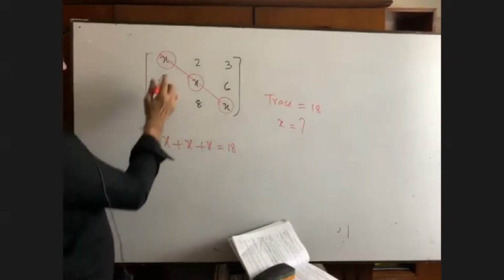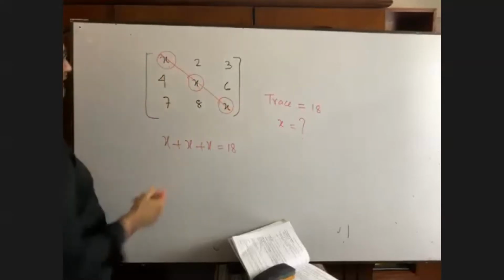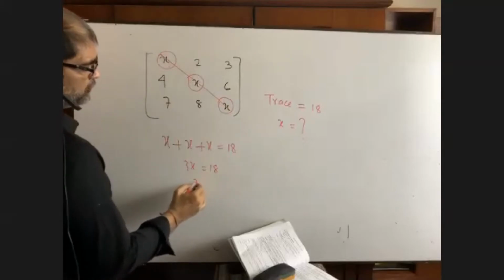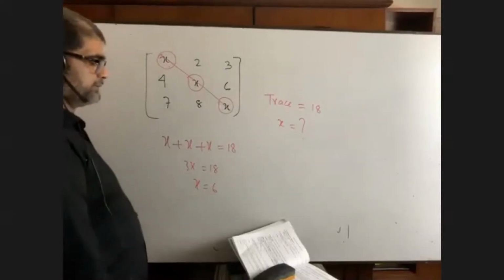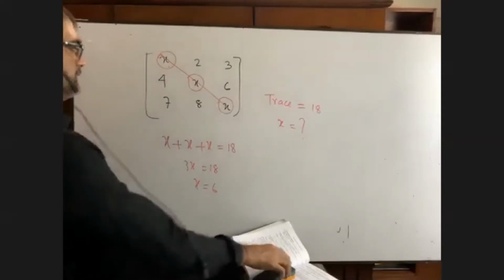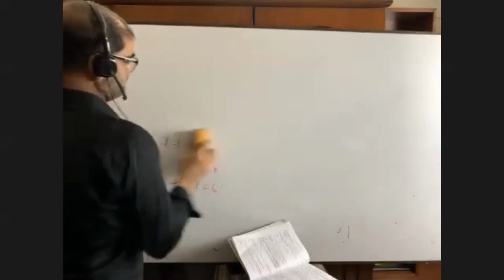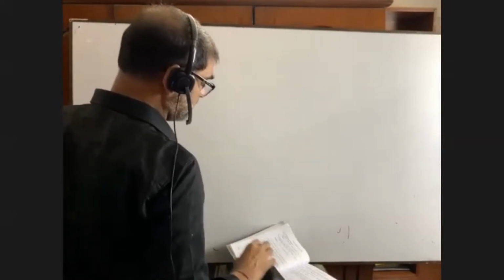Anyway, so the sum of the entries along the principal diagonal is called the trace. So 3x equals 18. So we are getting x equals 6. Is it? Yes, sir. Okay, the definition is given in the book, but actually you have to understand what is given.